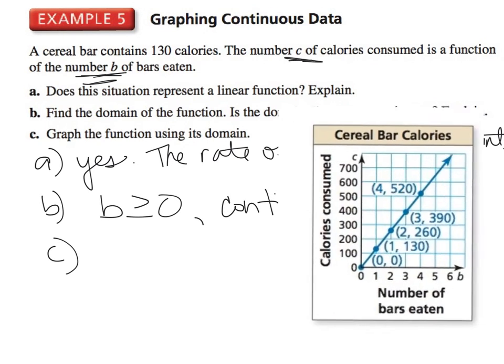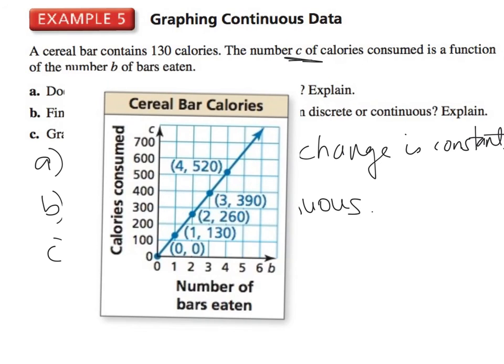C, let's graph it. And here's your graph. I'm just going to zoom it up. Your graph would be labeled. Notice that (0, 0) is the smallest amount of bars you could eat, which would be 0 calories. And it's continuous. Therefore, the dots are connected to make a line. Actually, it's a ray, but this is a straight line.